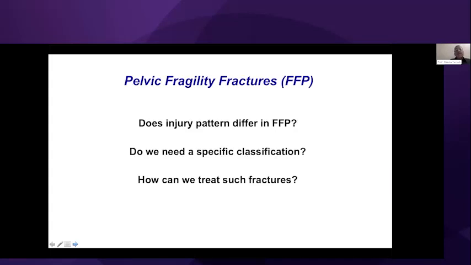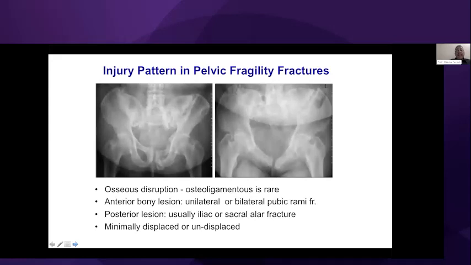When we talk about the pelvic fragility fractures, we have three important questions to answer. Does injury pattern differ in fragility fractures of the pelvis from that pattern in young age groups? Do we need to have a specific classification? And how can we treat such fractures? And the answer for the injury pattern is yes. We have a different injury pattern in pelvic fragility fractures.